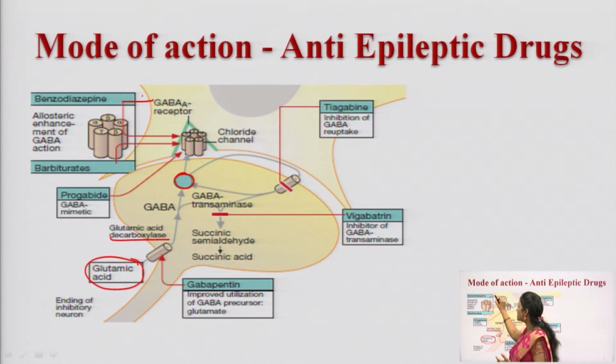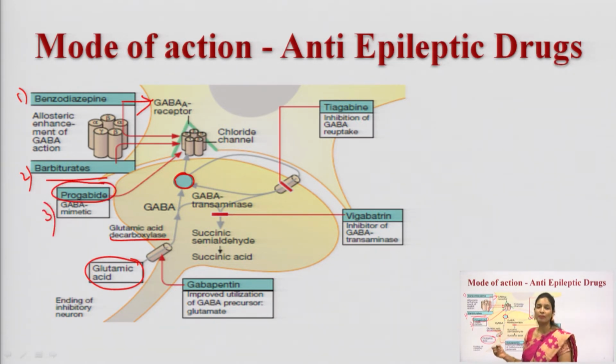One is the benzodiazepines. Benzodiazepines bind to the GABA A receptor and increase GABAergic action, like opening the chlorides. Barbiturates also bind to the GABA A receptor. This is the first drug and this is the second drug. Apart from that, you can use progabide, a third drug with GABA mimic action, which increases GABA action.